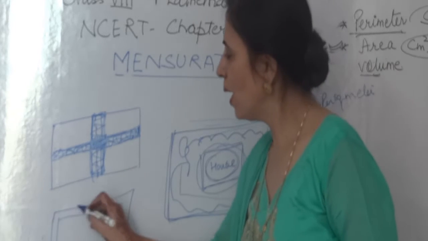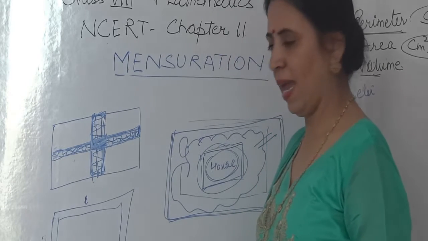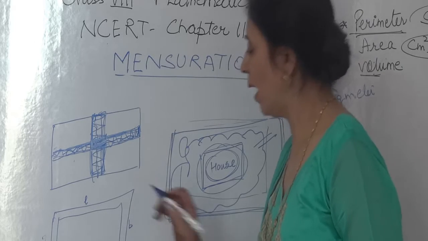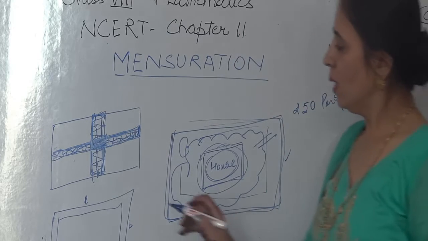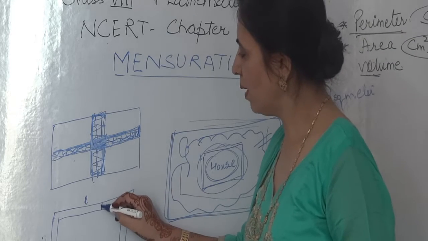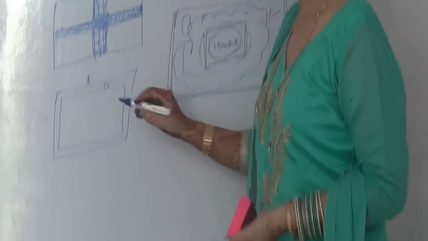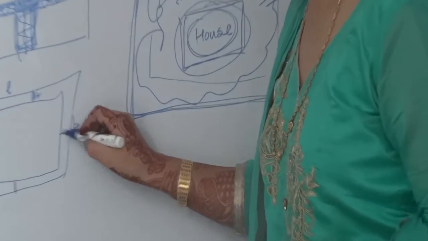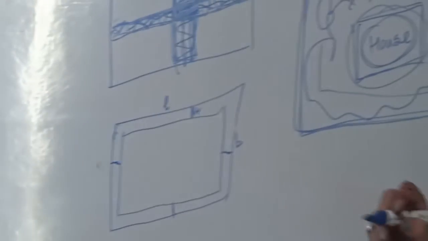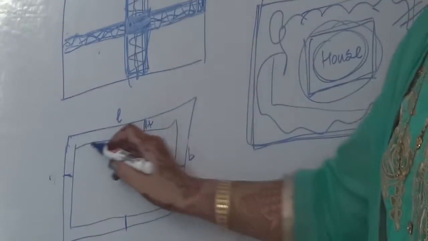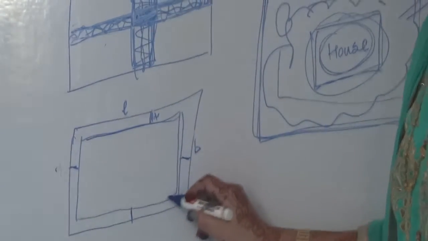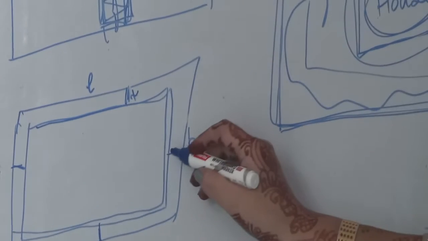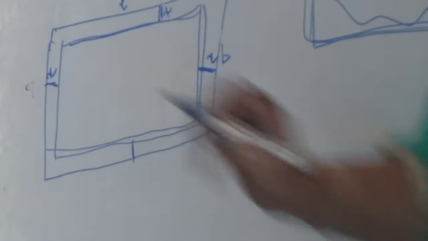Look at this figure now. Here the length of the land is L and the breadth of the land is B. Now suppose you have X meters width of the pathway all around. So what will be the actual length of the land left? This is the land left: L minus x minus x.